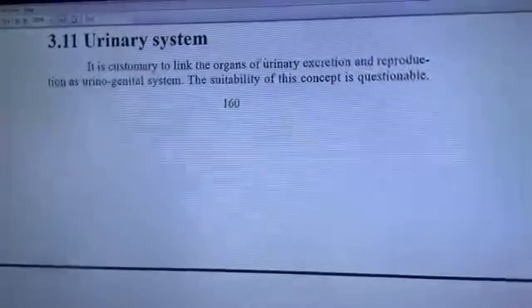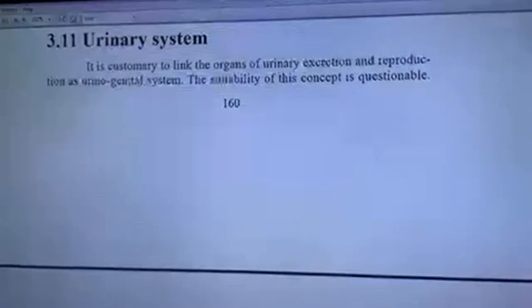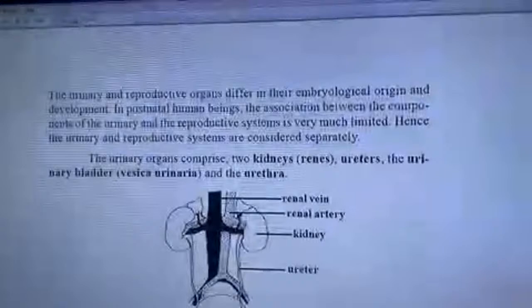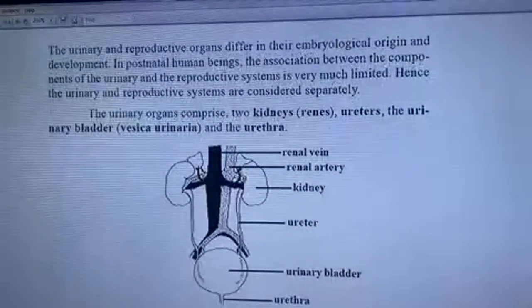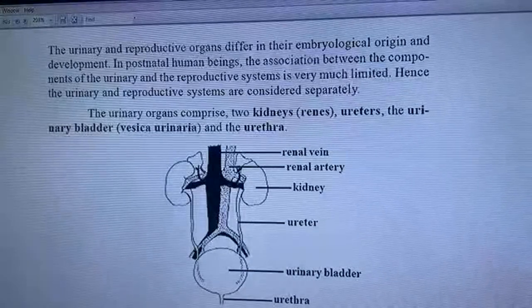It is customary to group the organs of urinary excretion and reproduction as the urogenital system. The suitability of this concept is questionable. The urinary and reproductive organs differ in their embryological origin and development, and in postnatal human beings the association between the components of the urinary and reproductive systems is very much limited. Hence, the urinary and reproductive systems are considered separately.